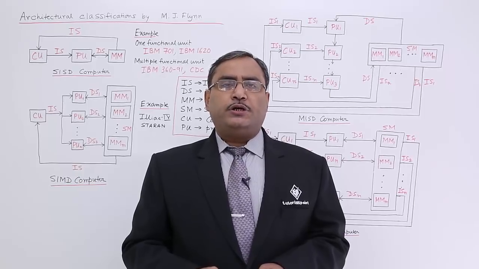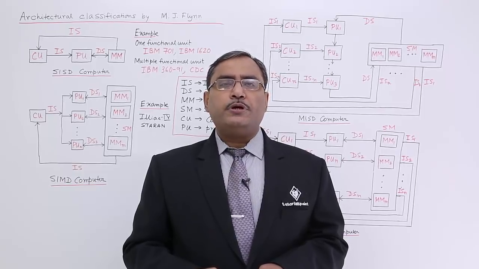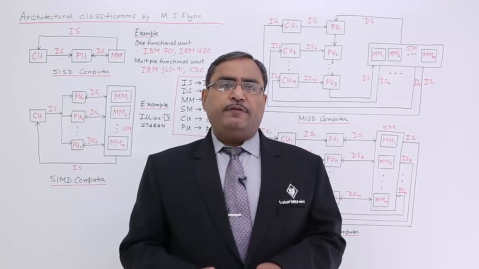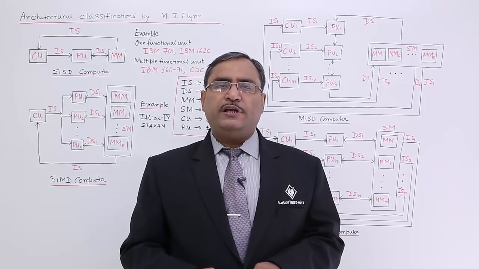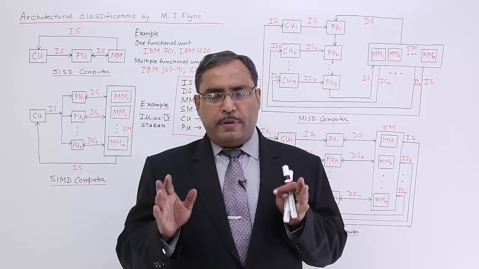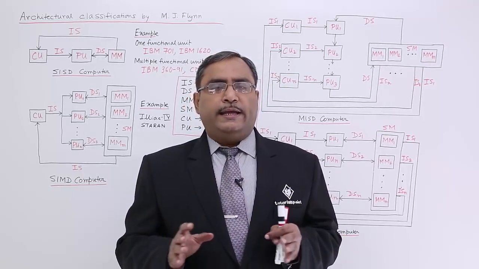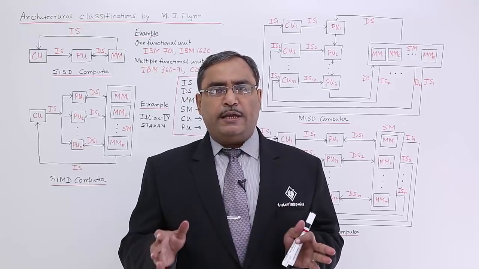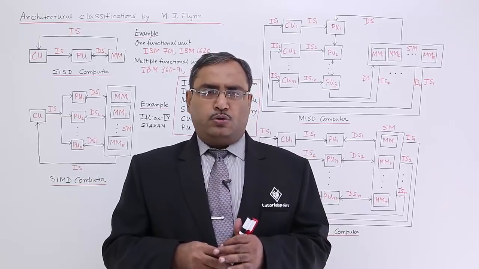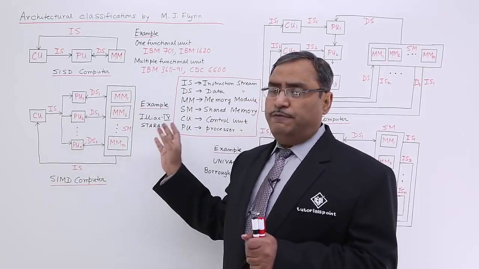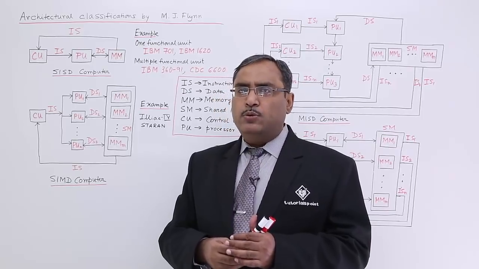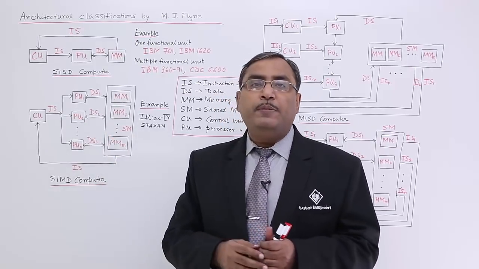In this particular session, we are going to discuss computer architectural classifications, and this classification was made by M.J. Flynn. He has classified computer architecture mainly into 4 categories: SISD, SIMD, MISD and MIMD. While discussing these 4 different classification models, let me tell you about these abbreviations.